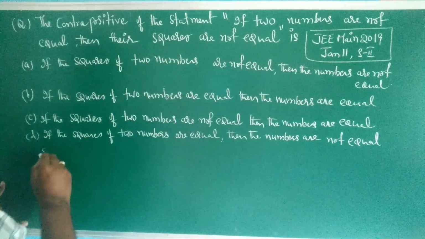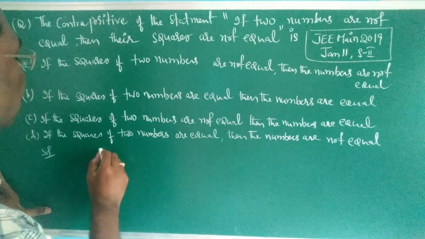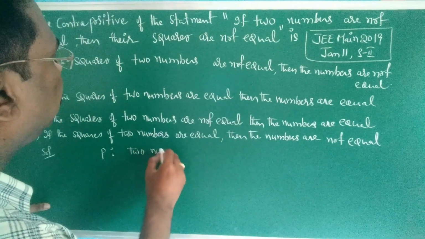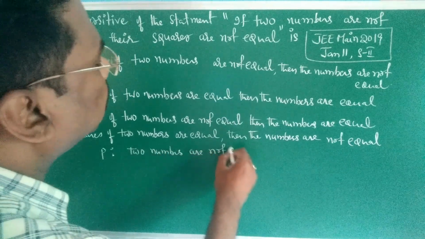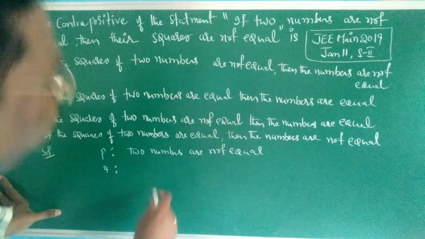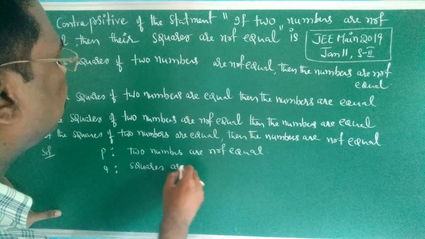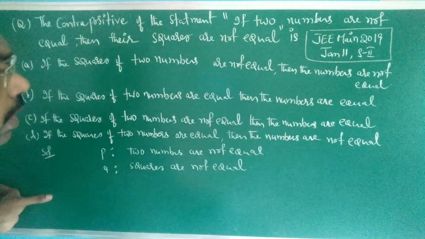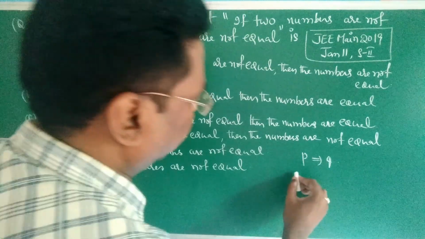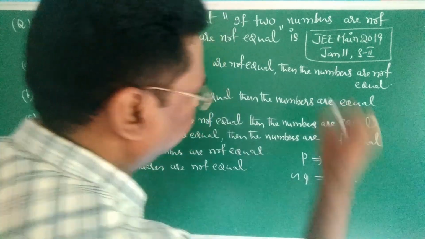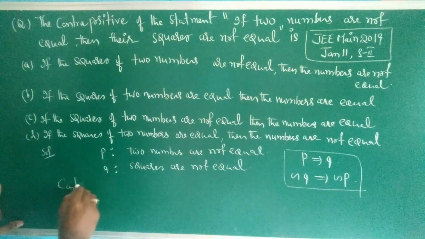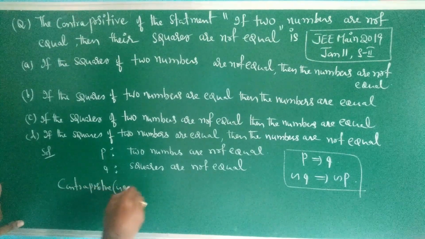Okay, now here first the given statement is converted into two statements. Now here, let P is equal to two numbers are not equal. Okay, let Q is equal to squares are not equal. Okay, now P implies Q. It is a statement. Now here the contrapositive of the given statement: negation Q implies negation P. Not Q implies not P is the contrapositive.